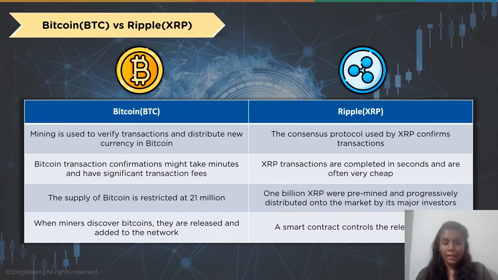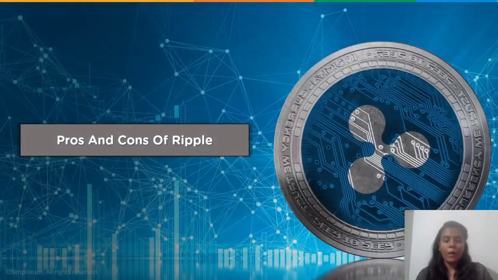On the other hand, the release of XRP is controlled by a smart contract. According to an inbuilt smart contract, Ripple is expected to distribute a maximum of 1 billion XRP tokens per month. So the current circulation is 55 billion till now. So this was all about the difference between Bitcoin and Ripple. And I'm pretty sure that till now you have understood all the basic knowledge about Ripple. So let's move ahead and look into some of the pros and cons of Ripple.